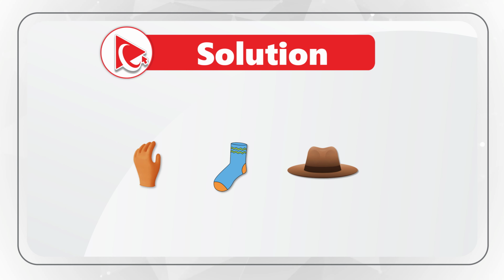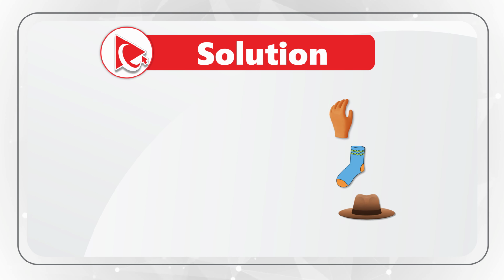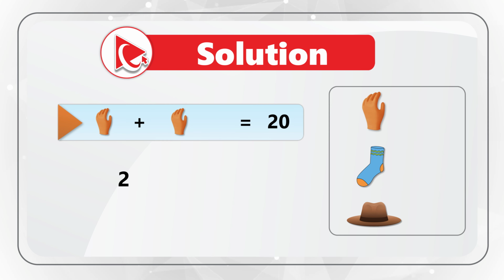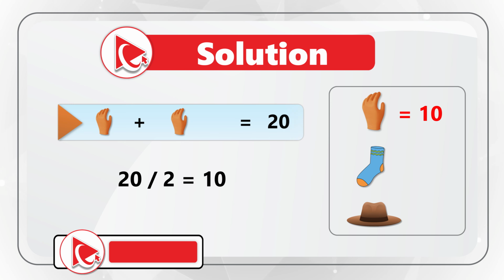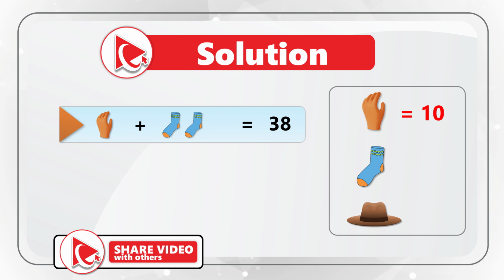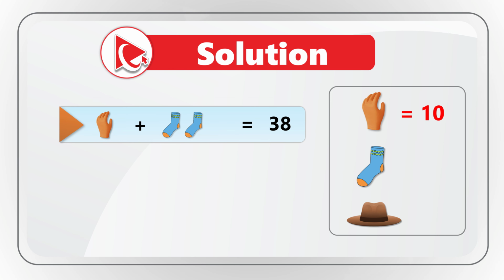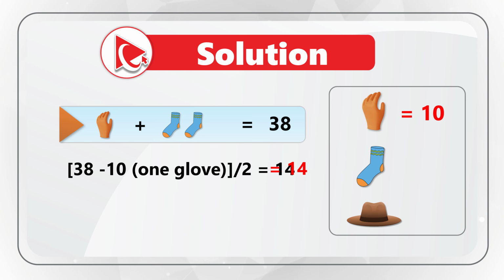Obviously, to solve this challenge, you need to find the numbers associated with each object. You need to find the numbers for glove, for sock, and for the hat. Let's look at each expression in more details. Since 2 gloves equals 20, 1 glove is equal to 10, because 20 divided by 2 equals 10. Let's go to the second expression. 1 glove and 2 socks equals 38. Let's do the math to calculate what's the value of the sock. 38 minus 10, which is the calculated value for 1 glove, and then divided by 2 equals 14, which means that numerical value associated with 1 sock is 14.